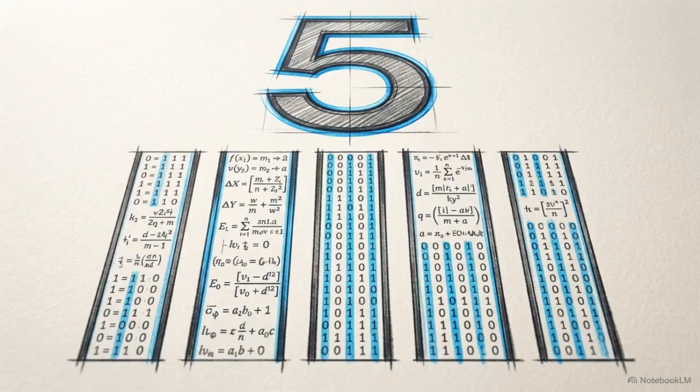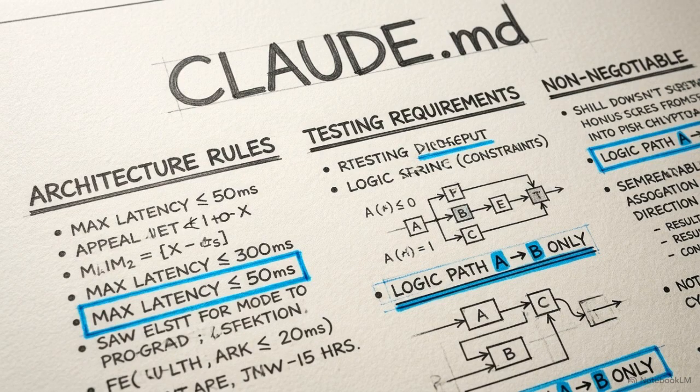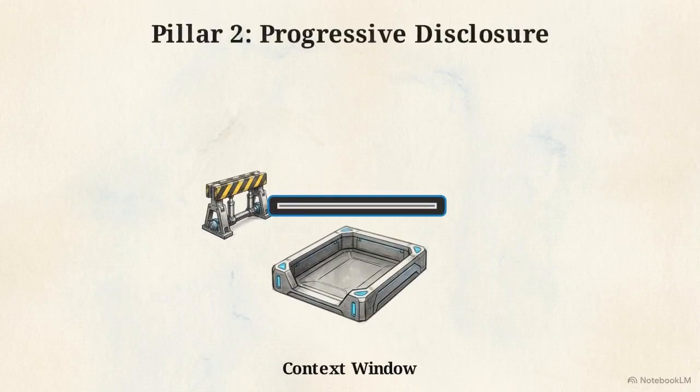To force a stochastic model into predictable enterprise execution, you must implement the 5 pillars of vibe coding. Pillar 1 is constraint-first design. Before a single file is written, you generate a strict claude.md file to establish non-negotiable rules for the project's architecture and testing requirements. Pillar 2 is progressive disclosure.